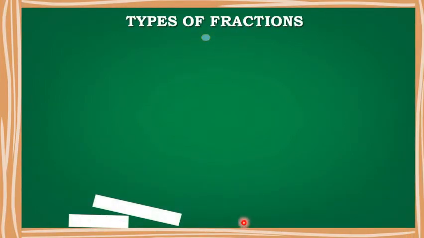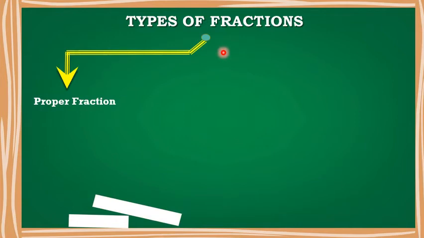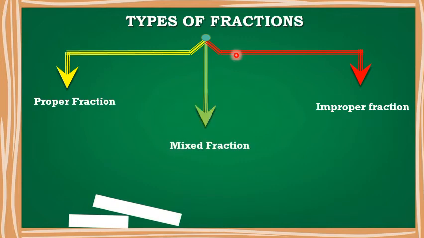Okay, don't forget that fractions have 3 types. The first one is the proper fraction, which is a polite one. The second one is the improper fraction. The last is the mixed fraction. What is the meaning of the proper fraction, which is a polite one? Proper fraction means that the numerator is smaller than the denominator, as 2 over 3, which is a polite one.